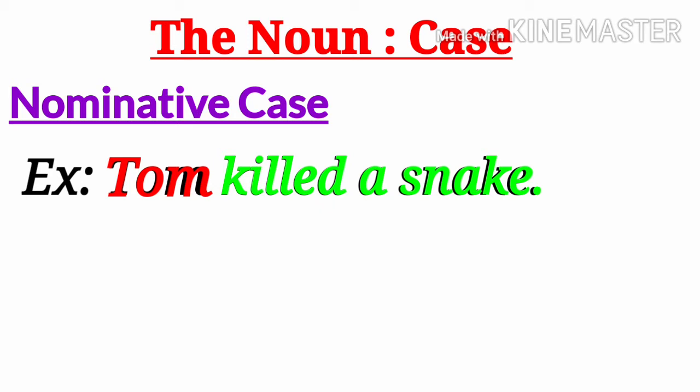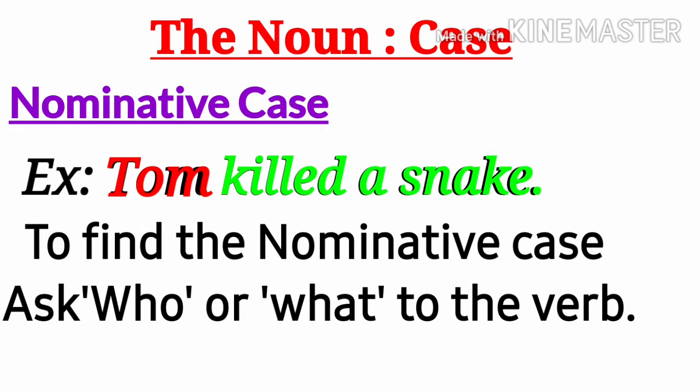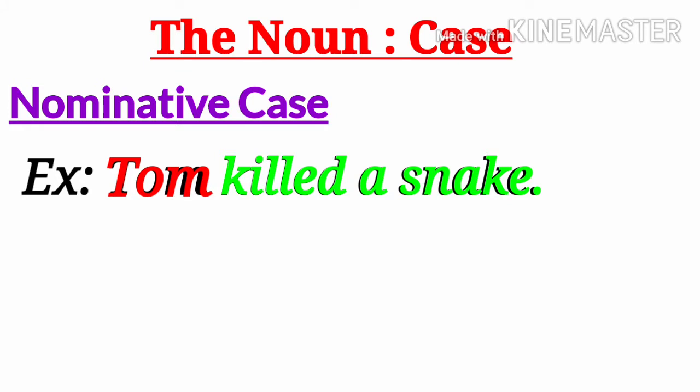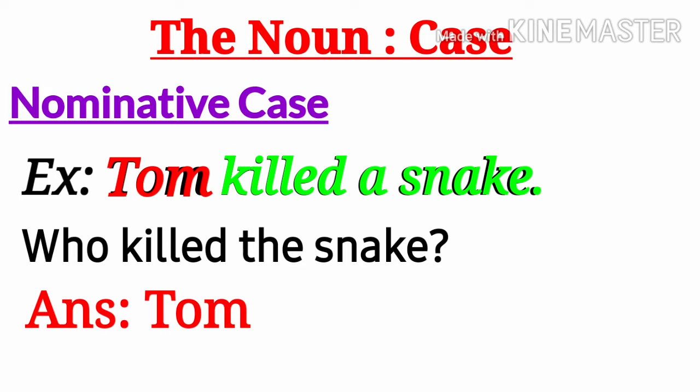Now let us see how to find the nominative case. Just ask the question who or what to the verb. In the example, we can ask the question to the verb. Who killed the snake? The answer is Tom. So, it is in nominative case.